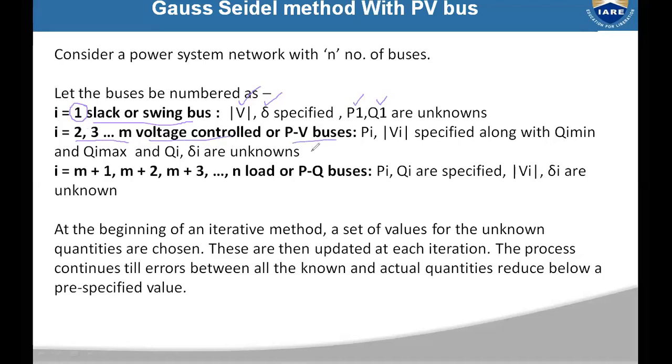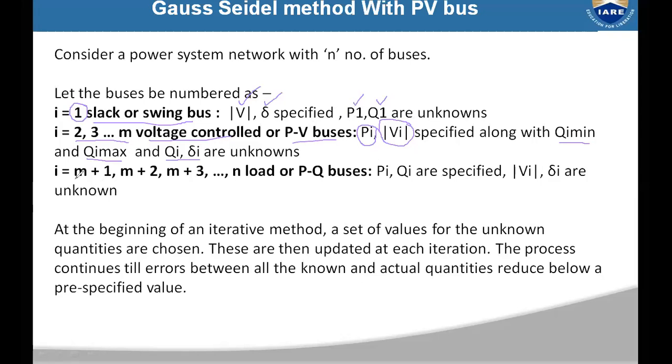Now at a voltage controlled bus or PV bus, PI, the real power injection, will be specified and the magnitude of VI is specified, along with QI minimum and QI maximum. Along with this PI and magnitude of VI, the reactive power injection minimum value and maximum value will also be specified at the PV buses. Now unknown variables are QI and delta I, which are to be calculated at the PV buses.